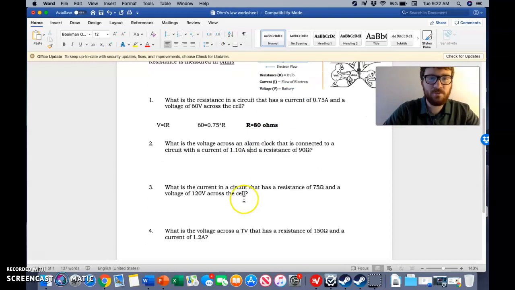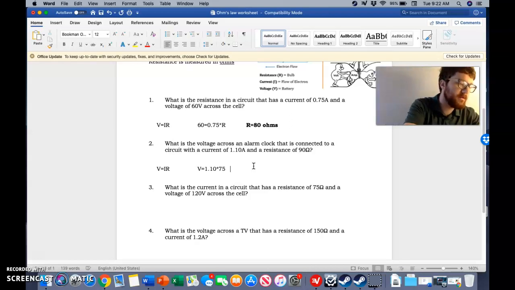Alright, let's continue on. What's the voltage across an alarm clock that's connected to a circuit of 1.10 amps and a resistance of 90 ohms? So V equals IR. And we don't know V, but we do know I, and we do know R. And you multiply I times R. I'm going to do that in my calculator here. And you get V equals 82.5 volts.